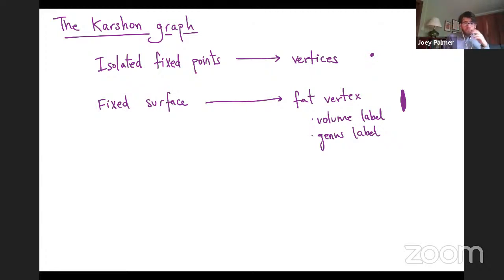And the fixed points always have to either be isolated or in surfaces. And the only other interesting thing about the S1 action would be the isotropy of points.